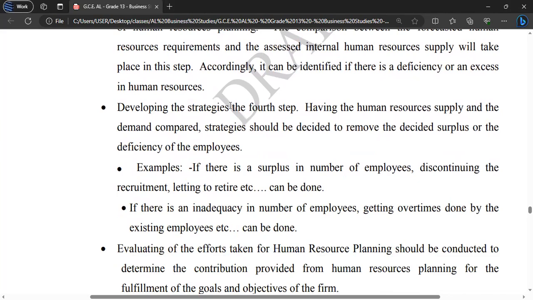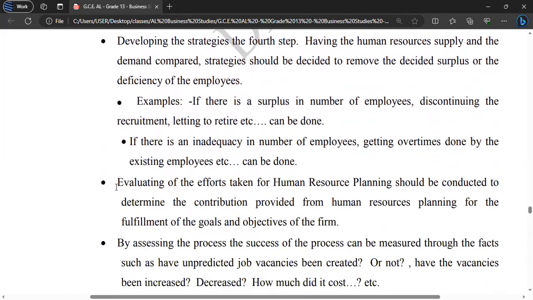Next, developing the strategies is the fourth step. Having compared the human resource supply and the demand, you don't just look up and wait, right? You need to create strategies, right? Strategies should be decided to remove the decided surplus or deficiency of employees. For example, if there is a surplus in the number of employees, you can discontinue the recruitment, and letting employees retire can be done, right? But if there is an inadequacy in the number of employees, you can get overtime done by the existing employees, right?